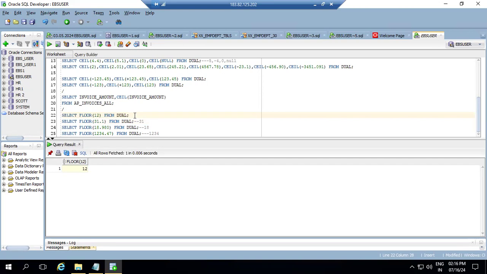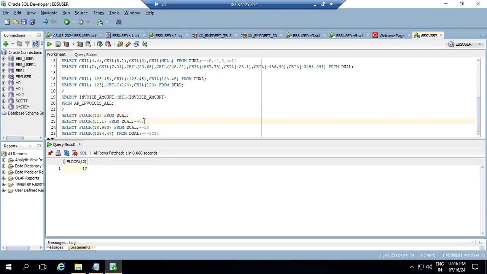The purpose of this floor function is that it returns the integer value which is equal to the specified number or less than the specified number. So I gave 12 only. Obviously, what happens here? It is not calculating it as 11 over here. When it is 12, it shows 12 only. Right. So coming to the next one.